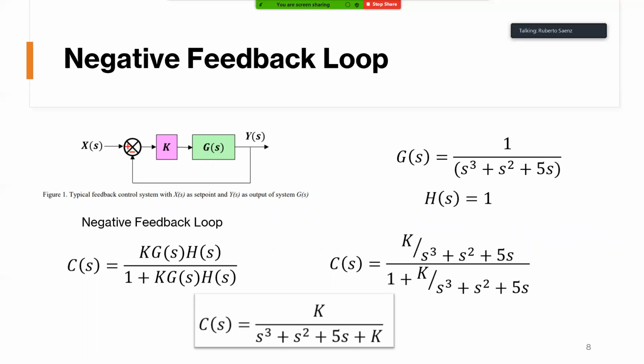Plugging in our G of s and H of s, we get k over s cubed plus s squared plus 5s, all over 1 plus k over s cubed plus s squared plus 5s. After some simple algebra, we are left with the closed-loop negative feedback transfer function: C of s is equal to k over s cubed plus s squared plus 5s plus k.